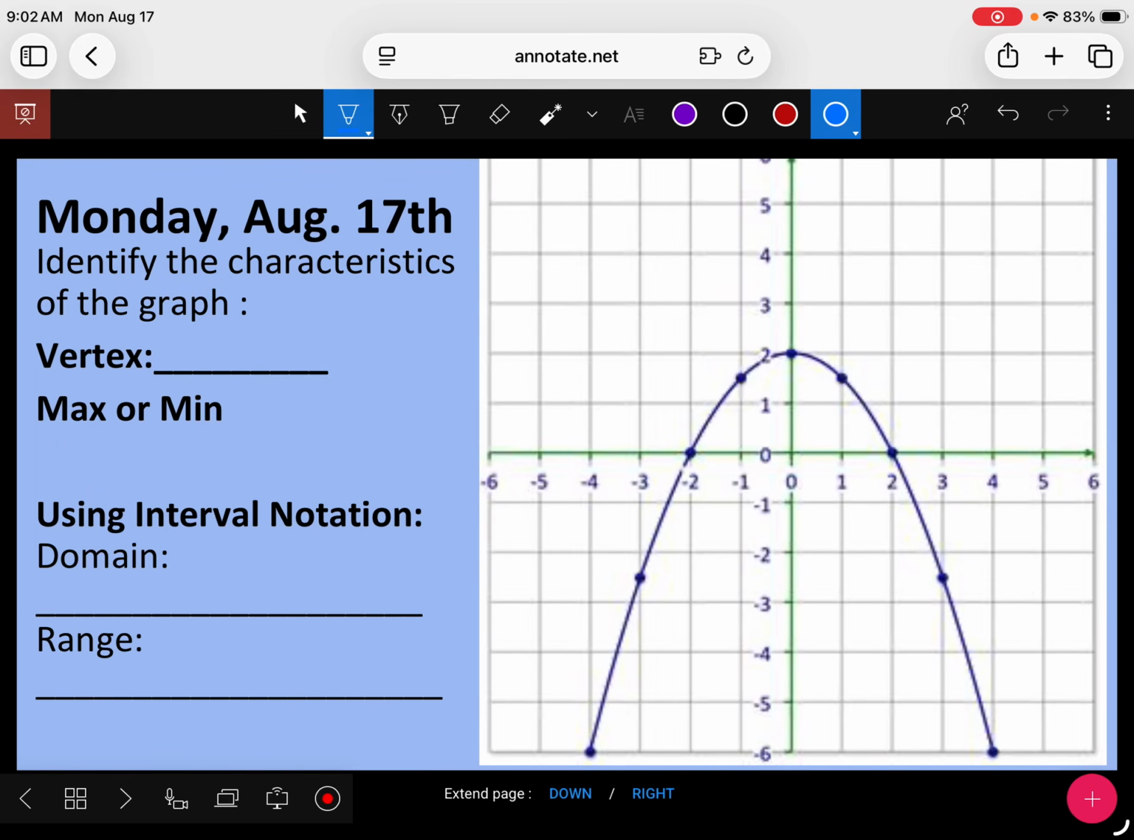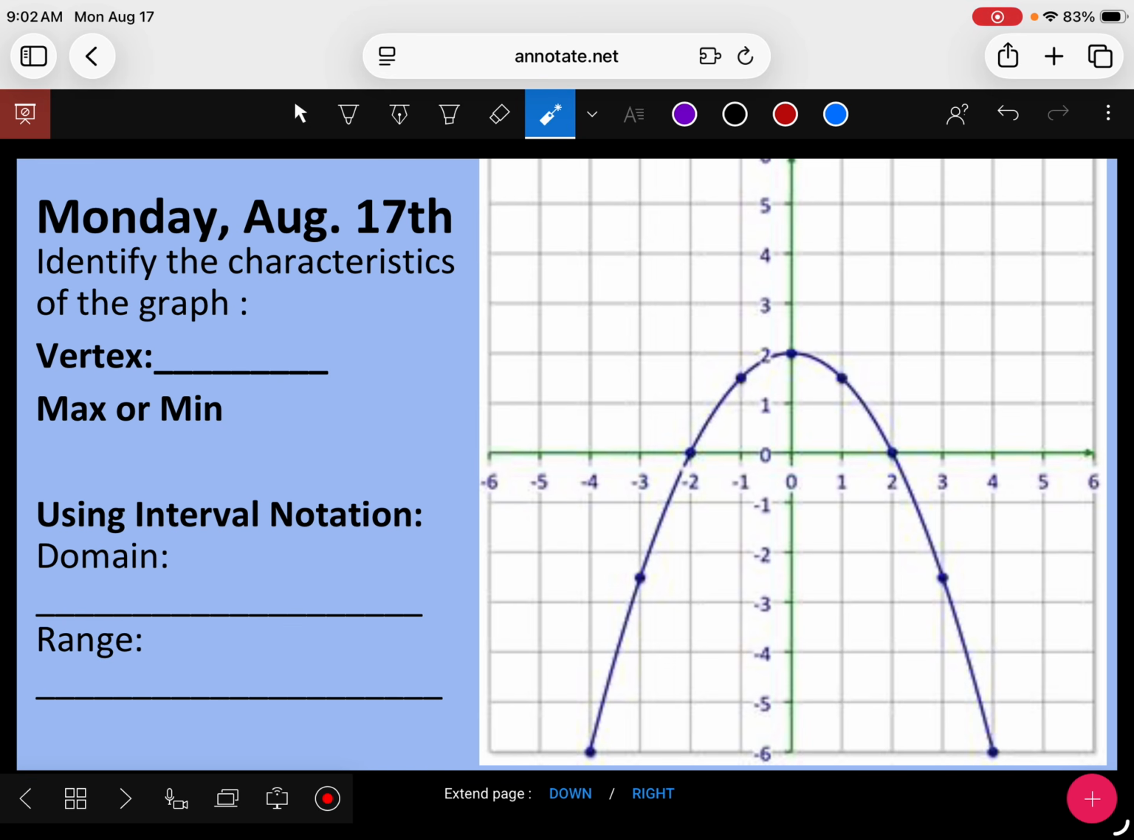So looking at this graph, the only thing I want you to do is answer the questions. You don't have to copy down all of this information. Just look at the graph, tell me the vertex, if that's a max or a min, the domain and the range. That's all I want. So I'll give you about a minute to try to do it on your own, and then we will go through it together.